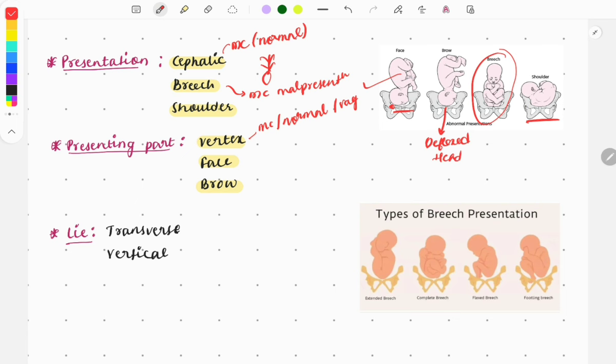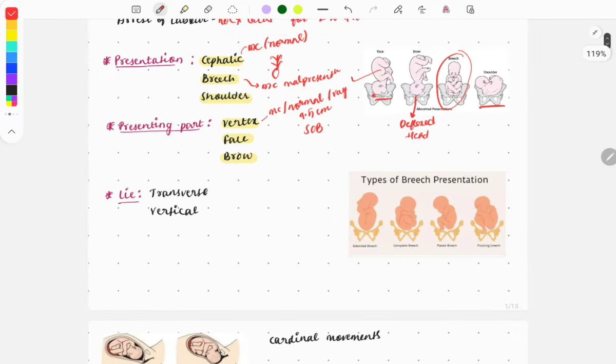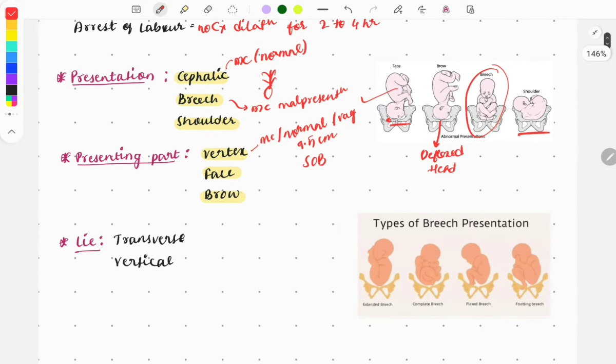And the questions are asked on the engaging diameter, which will be 9.5 centimeter, and it will be the suboccipitobregmatic. So we will discuss these things, the diameter and pelvis diameter, later in this video. Then you will come to know these things easily.